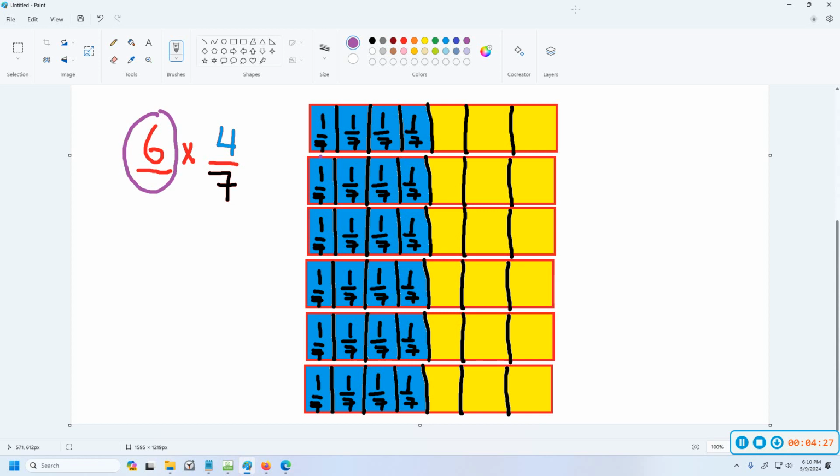So how many sevenths do we have? Well, all of those fractions are in sevenths, right? Now I have 4 sevenths, 4 pieces of sevenths, repeated 6 times. So 6 times 4 gives me 24 pieces of sevenths.